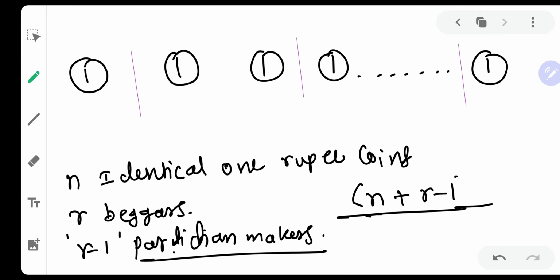So this will be N plus R minus 1 factorial. How many total objects were there? N coins and R minus 1 partition makers. Add them, you will get the total number of objects: N plus R minus 1 factorial.